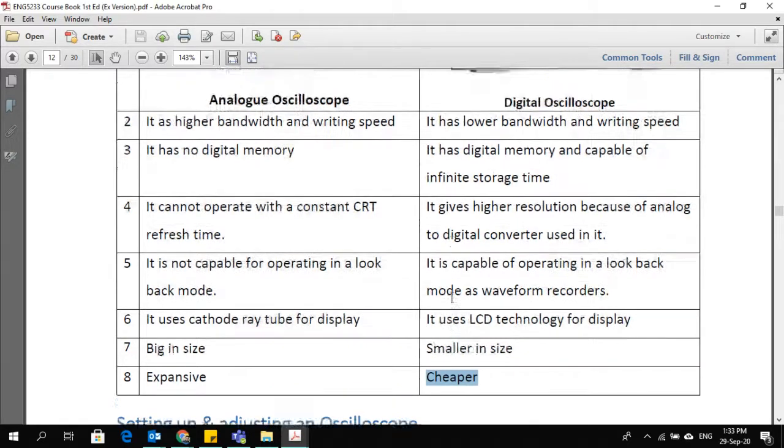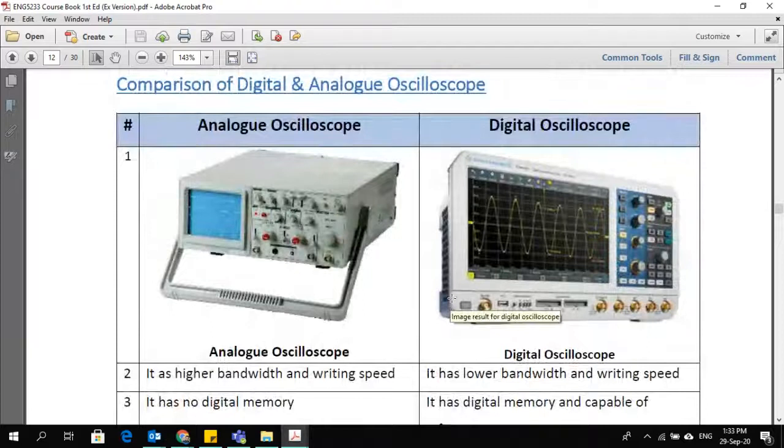So this is a brief comparison of digital and analog oscilloscope. Let me stop the recording and open questions.